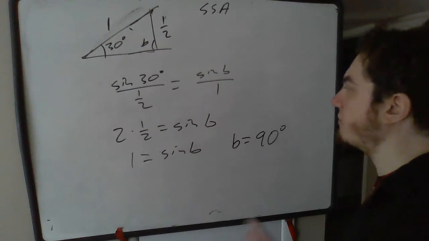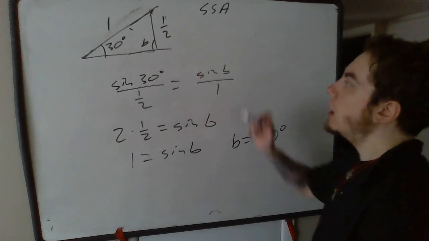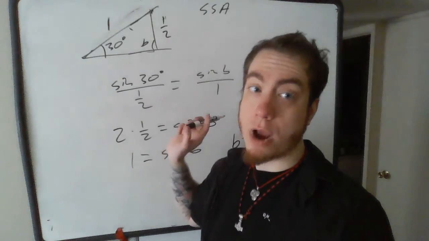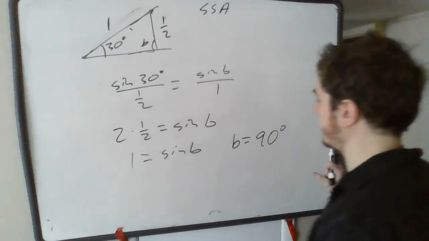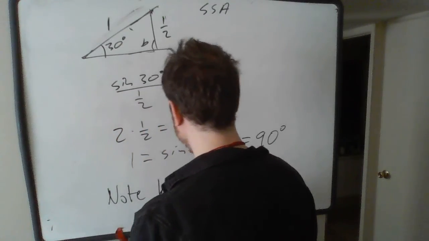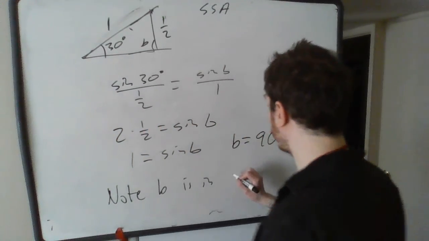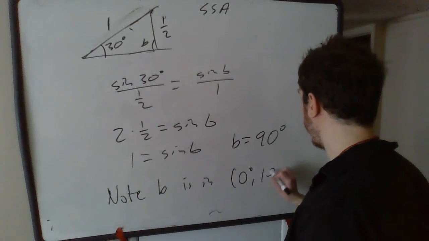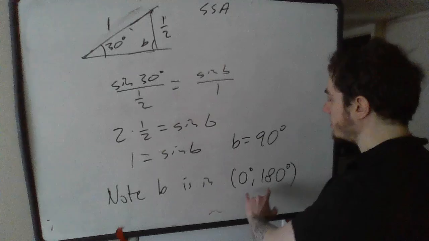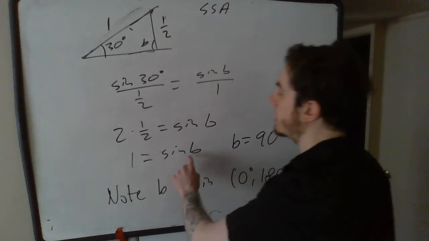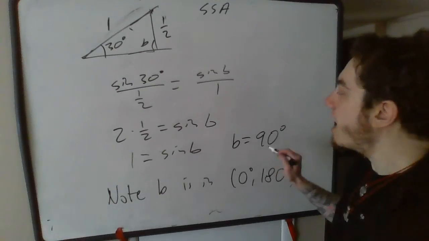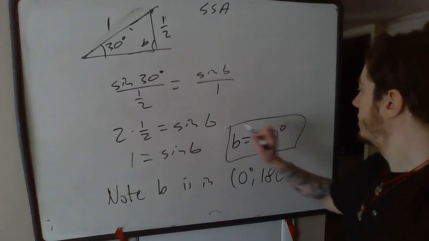Now, something you want to be careful about when you're doing these types of problems. We are trying to build a triangle here. We want a triangle that can actually physically exist. So note, b is in the range from 0 degrees up to 180 degrees. So we want all angles from 0 to 180 degrees whose sine is equal to 1. The only option here is 90 degrees.